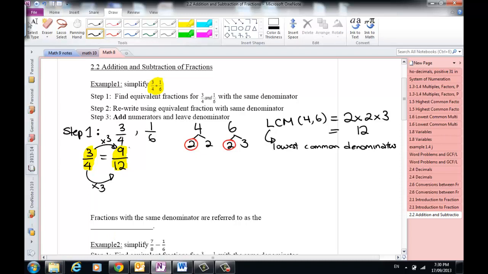Now I have to do the same thing with 1/6. How can I make 1/6 have a denominator of 12? Notice that to get from 6 to 12, I would multiply by 2. And to get from 1 to whatever, I'm also going to multiply by 2. Whatever I do to the top, I do to the bottom. And therefore, I have 2 here. So my 1/6 can now be rewritten as 2/12. Sorry, this was step 2.